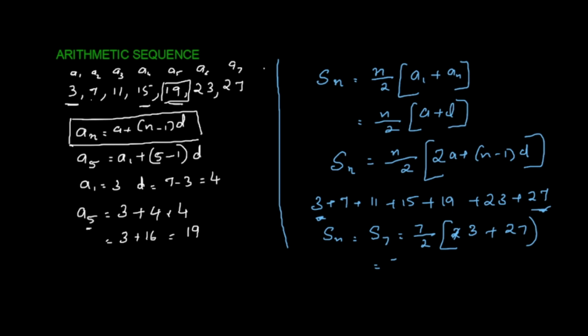So that is equal to 7 by 2 multiplied with 27 plus 3 is 30, right? So 2 goes into 30, 15 times. 15 sevens are, 7 fives are 35, and 105. So Sn, sum of 7 terms, that is 3 plus 7 plus 11 plus 15 plus 19 plus 23 plus 27 is equal to 105. Am I right? It is 105.